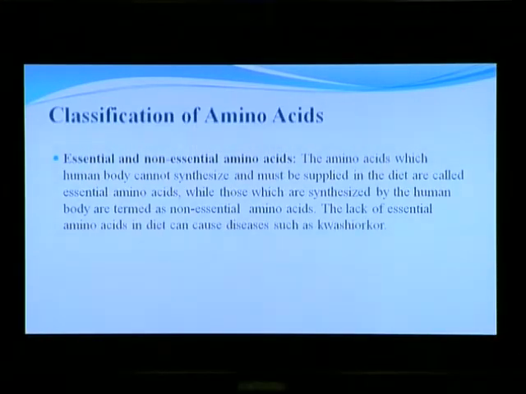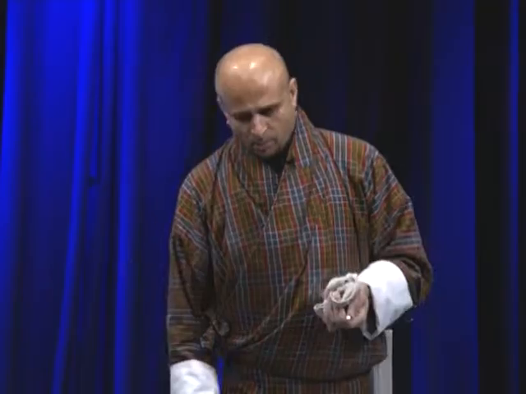Now, classification of amino acids. Basically, there are 2 types of amino acids. One is known as essential amino acids, and the other group is known as non-essential amino acids. Now what are essential and non-essential amino acids? Essential amino acids are those which are not synthesized in our body. Therefore, we have to take them from an external source, maybe from animal proteins, or maybe from plants. But our body cannot synthesize these. Such amino acids are known as essential amino acids.